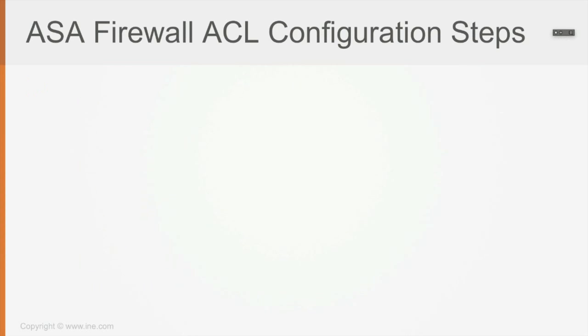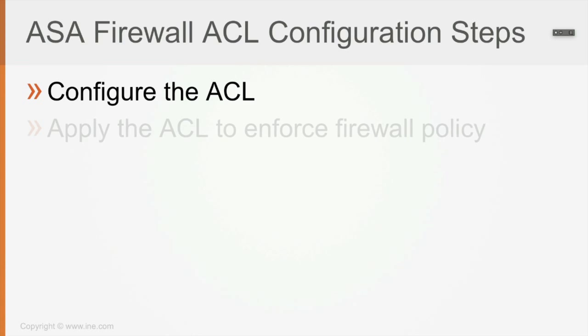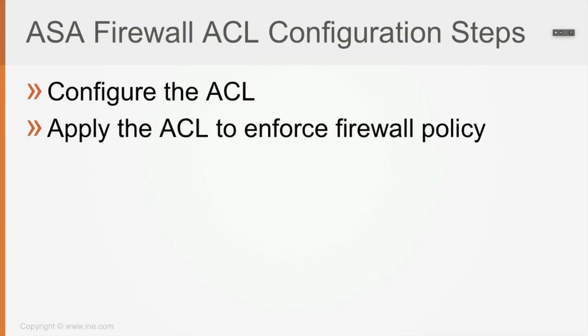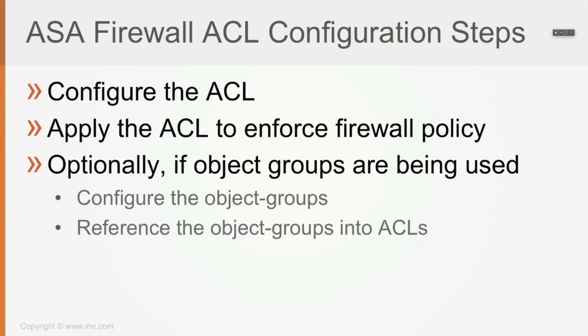From the configuration point of view, it's pretty simple, just like on IOS. You configure the access list, and then you apply the ACL to enforce the firewall policy, either inbound on an interface, outbound on an interface (not recommended), or globally on the firewall. And of course, optionally, if object groups are being used to configure the ACLs for scalability, then you configure the object group first, and then reference the object groups in the access lists.